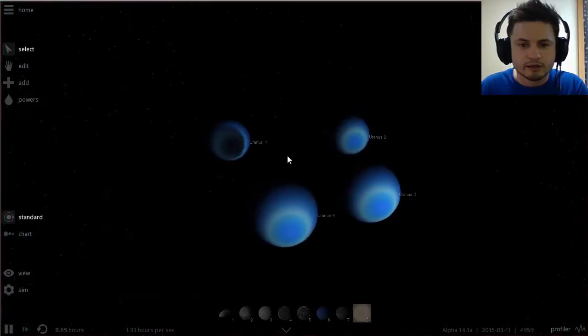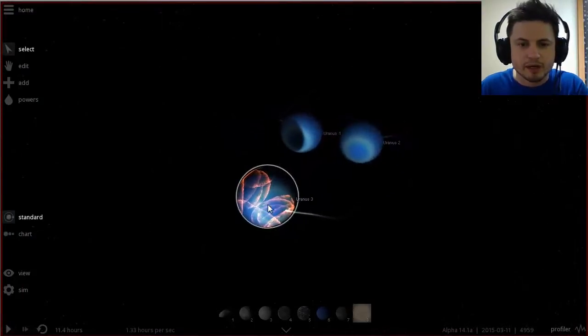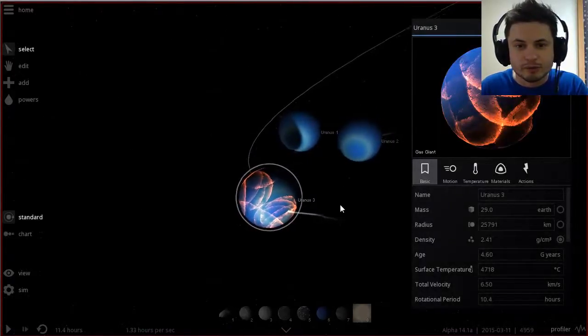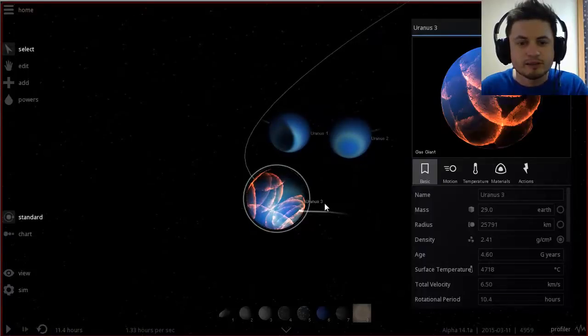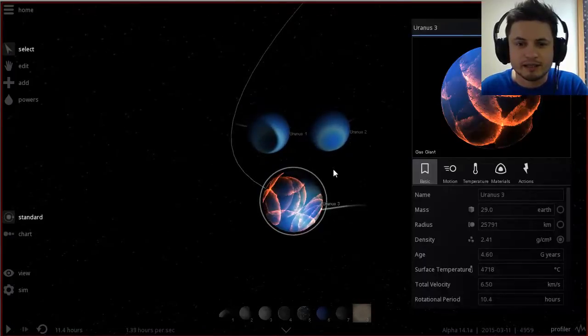Alright, so guess what happens if I hold the velocity and resume the simulation. Look at that. They start smacking into each other, but as they smack into each other and combine, there's only one, let's just call it survivor. So this used to be Uranus 4 and Uranus 3, but by luck, Uranus 3 became the winner. And this is how we're going to be choosing the winner today.